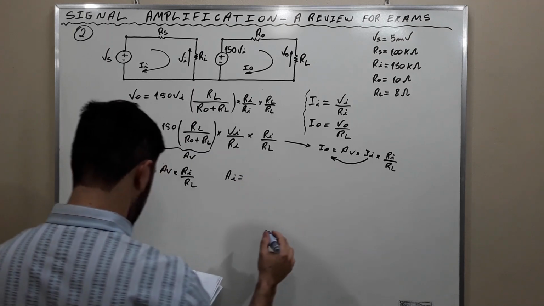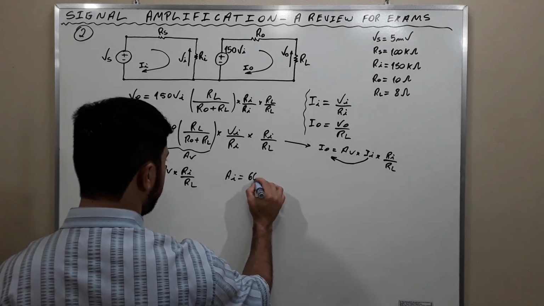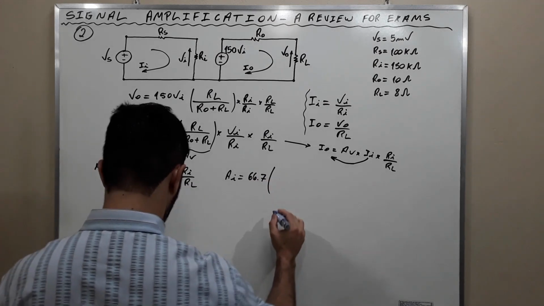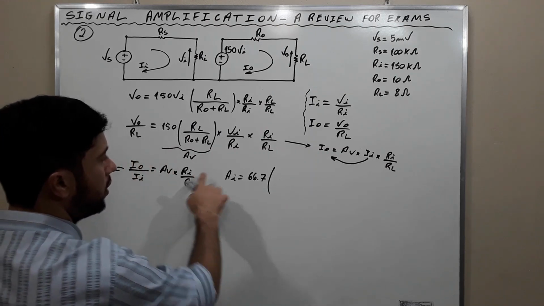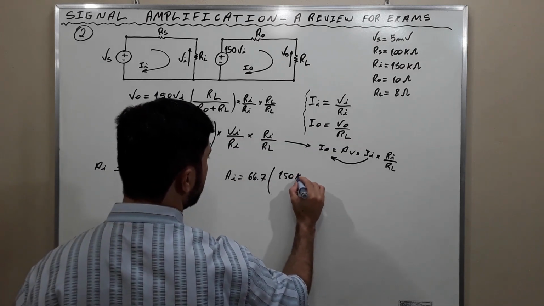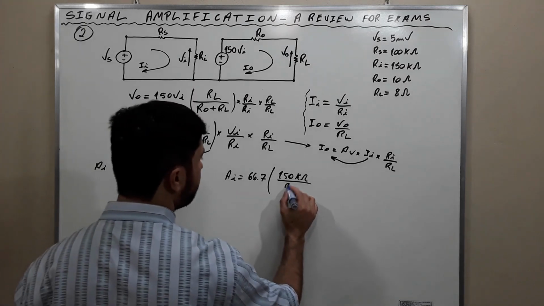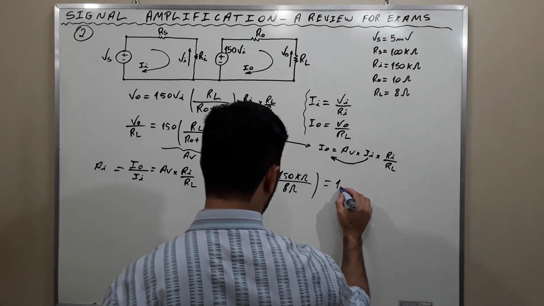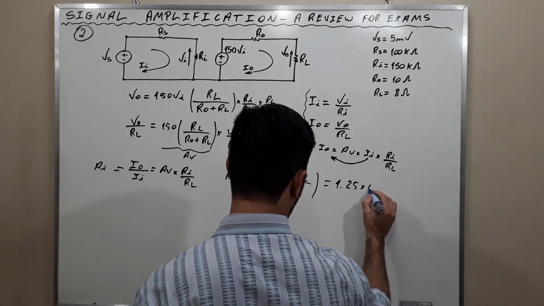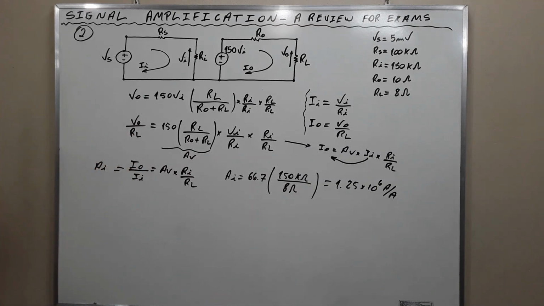And we've substituted the values. We find that AI is equal to the voltage gain, which we calculated already, 66.7, multiplying RI, 150 kilo ohms, divided by RL. RL is 8 ohms. And this is a current gain of 1.25 times 10 to the 6th amperes per ampere. Okay, this is the current gain.